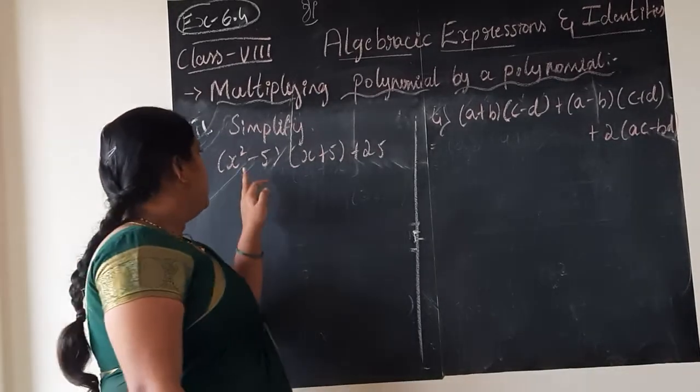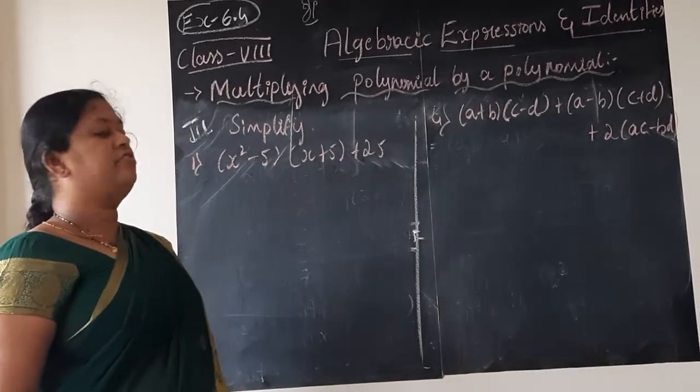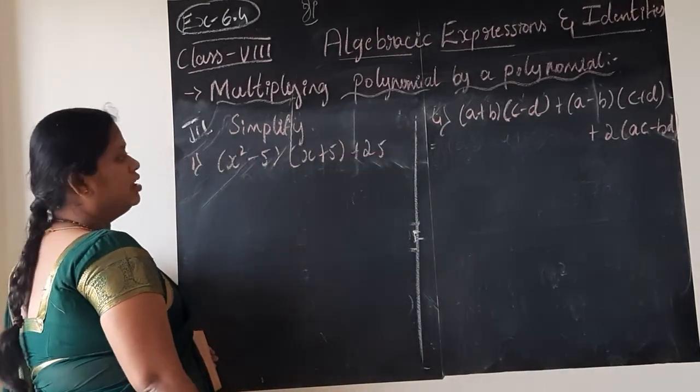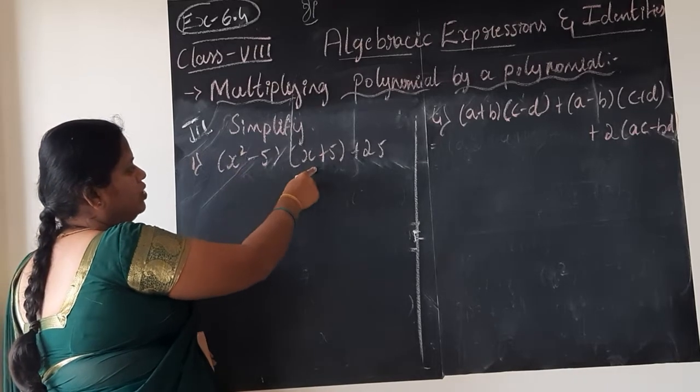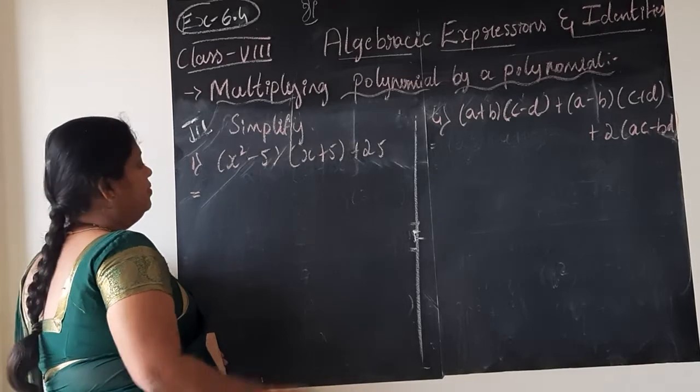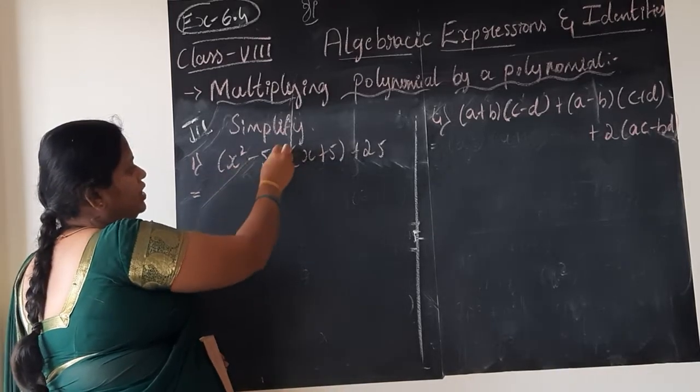First question is x square minus 5 into x plus 5 plus 25. Don't worry about this plus 25, that is a constant term for now. Just concentrate on x square minus 5 into x plus 5. Start with the equal to sign. Now binomial into binomial again.